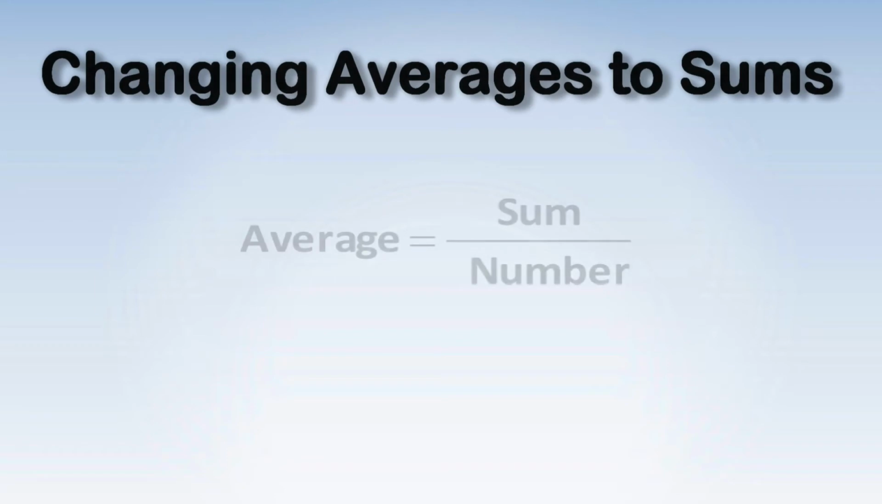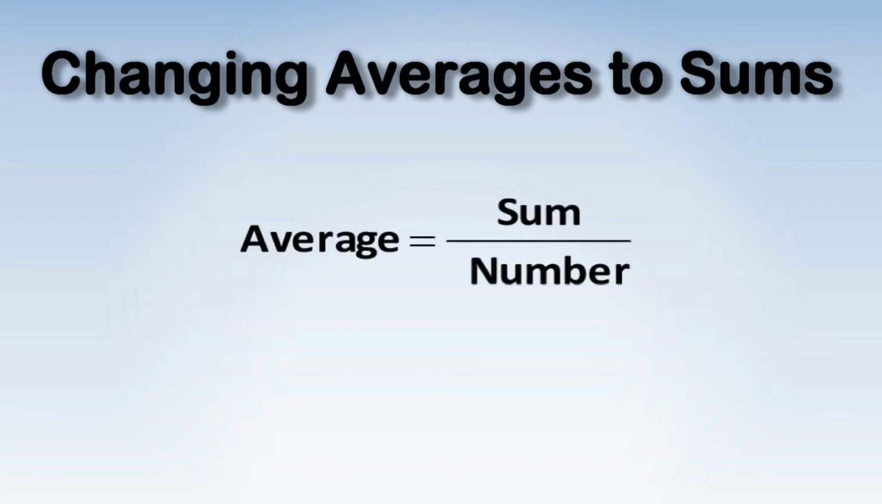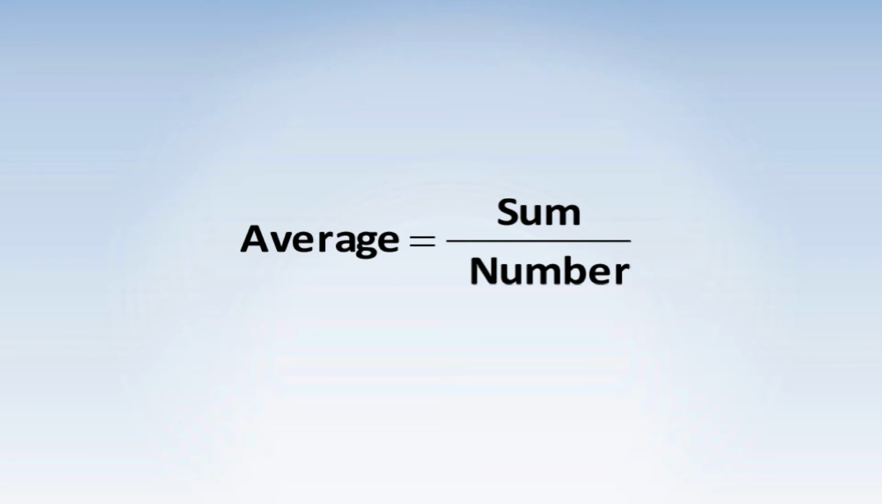Most of you already know how to compute the average of a list of numbers. Just as a reminder, the average is equal to the sum divided by the number. By the sum, I mean you add up all the numbers in the list, and by the number, I mean the number of things that are actually in the list.